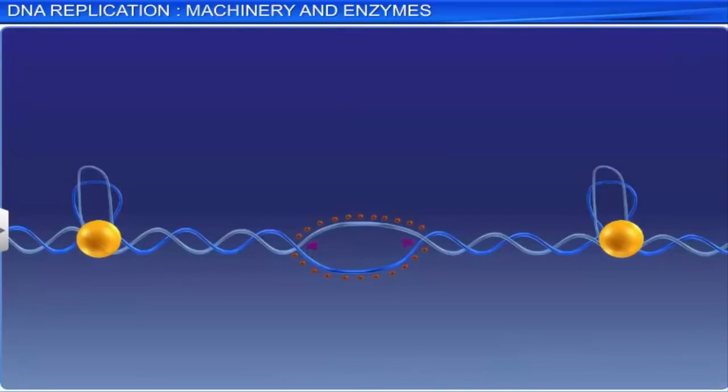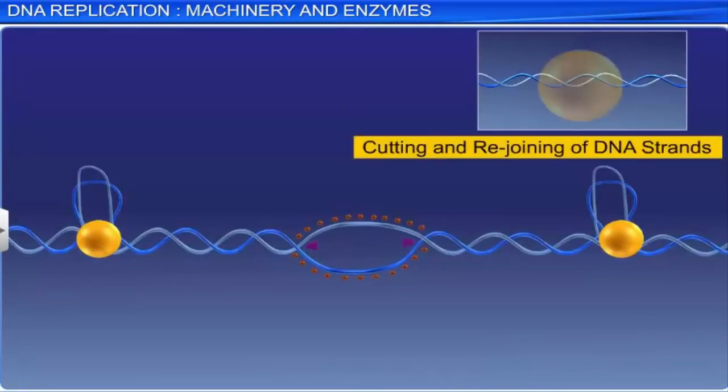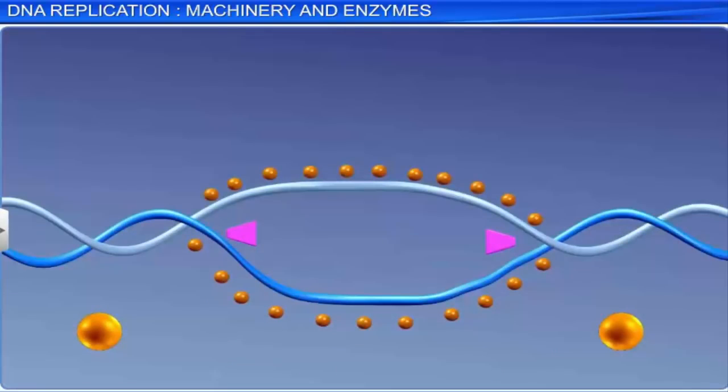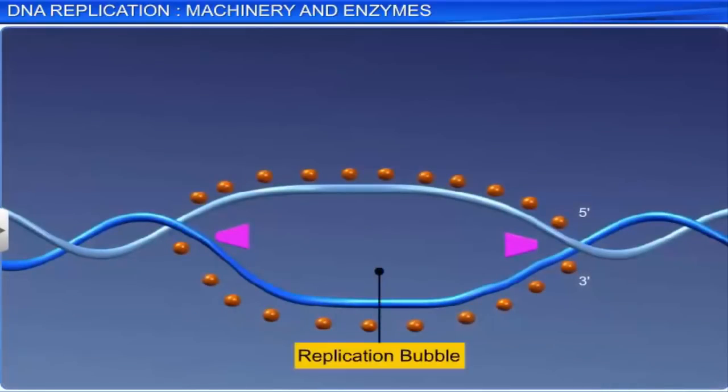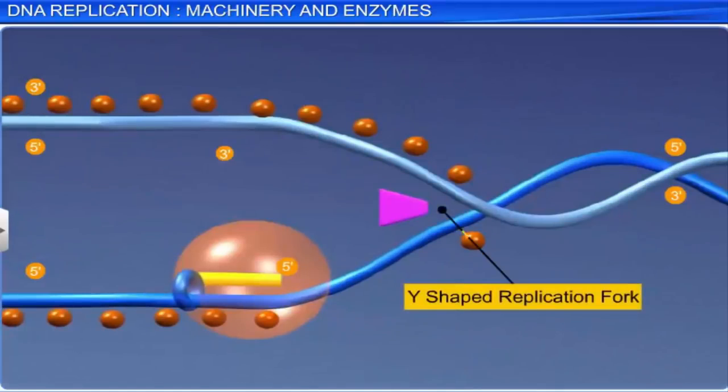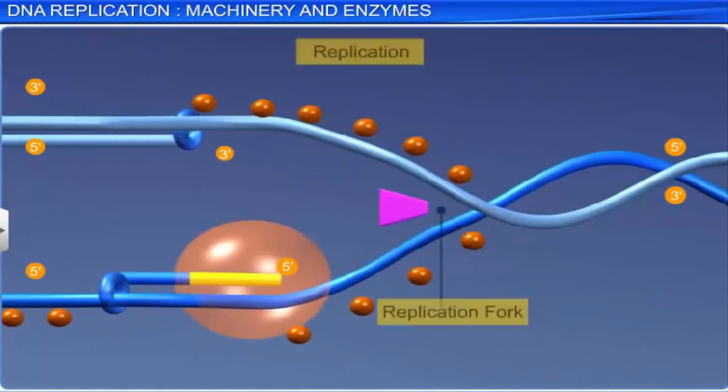However, to facilitate the separation of a DNA helix, the enzyme topoisomerase cuts and rejoins one strand of DNA. This then unzips the double-stranded DNA. As a result, replication bubbles are formed that extend as a Y-shaped replication fork. This replication fork is actually a small opening in the DNA helix where replication occurs.